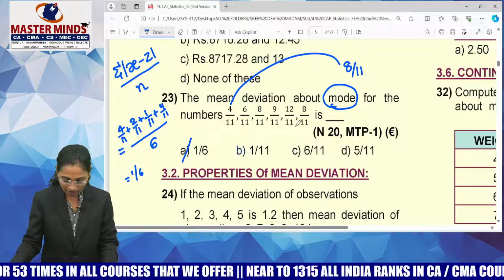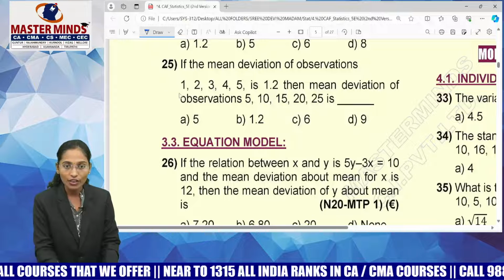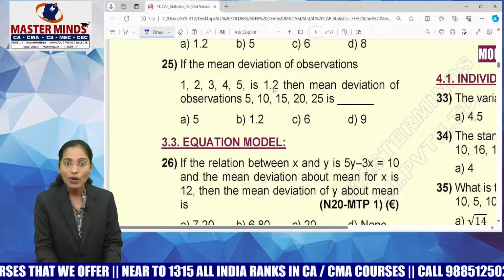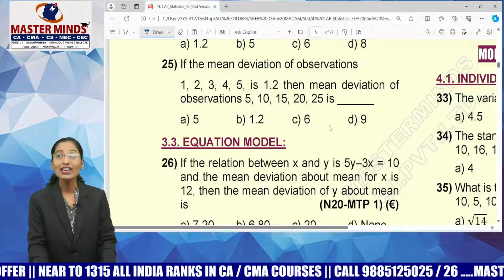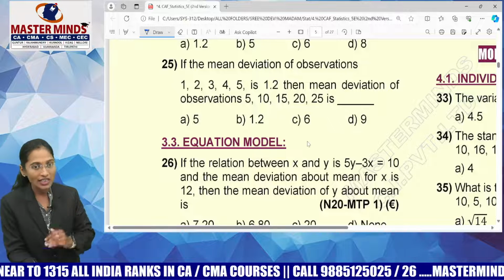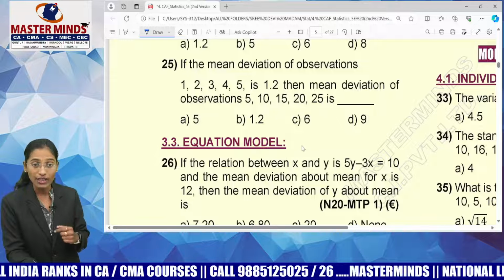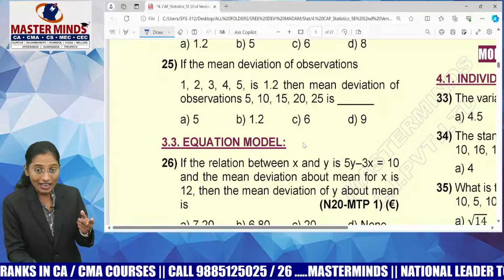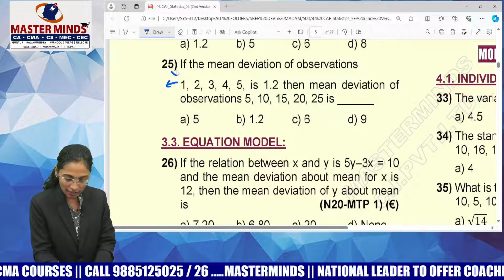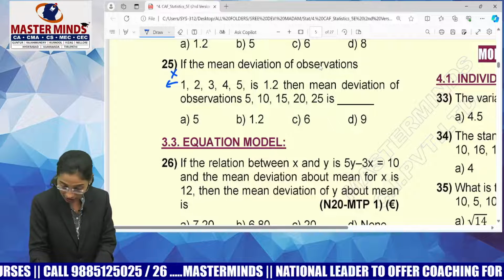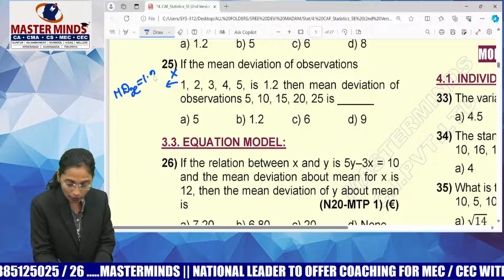So now let's have a look at the next MCQ, MCQ number 25. If the mean deviation of the observations 1, 2, 3, 4, 5 and so on is 1.2, then the mean deviation of the observations 5, 10, 15, 20 and so on is what? Guys, if you look at the first set of data and second set of data, what kind of change is made to get the second set from the first? Yes, the first set of data is multiplied by 5 to get the second set. Let me assume that the first set of data is represented by the series x. Now tell me, what is the mean deviation of x? Mean deviation of x is 1.2.